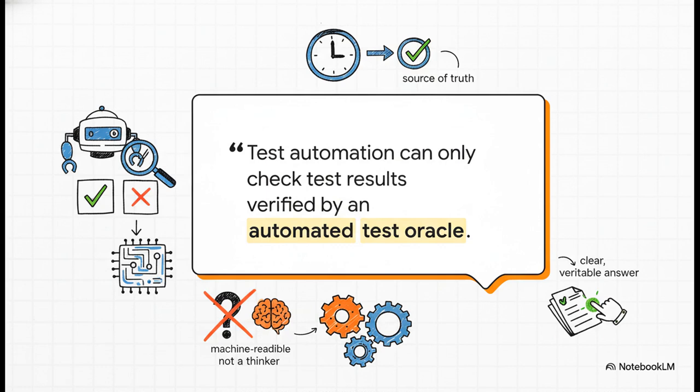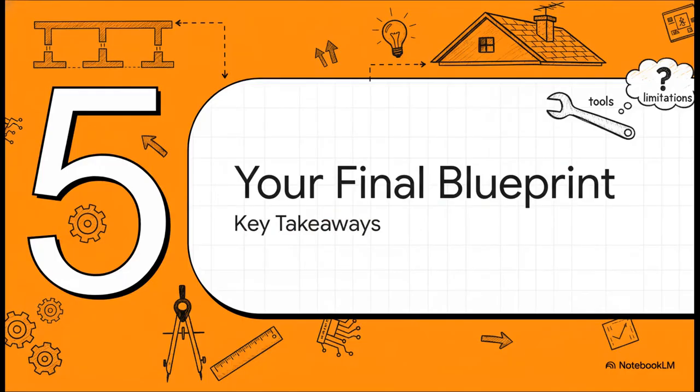This quote really hits the nail on the head. An automated test oracle is just a fancy way of saying a source of truth, a defined correct outcome. If your test doesn't have a clear, verifiable, machine-readable answer, you can't reliably automate it. The tool is just a very fast, very precise checker. It's not a thinker.